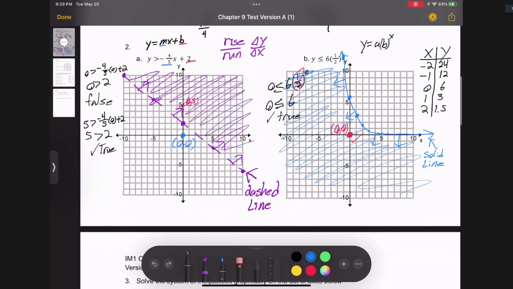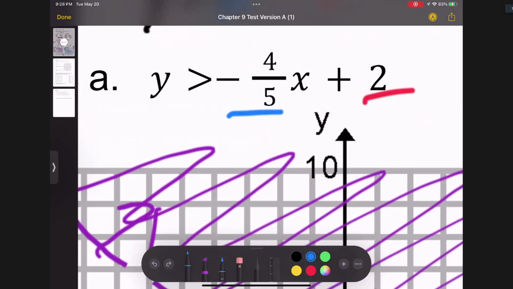Now, you might be wondering, is there a faster way to actually determine you are going to be shading upwards or downwards? Well, one way is by looking at the inequality.